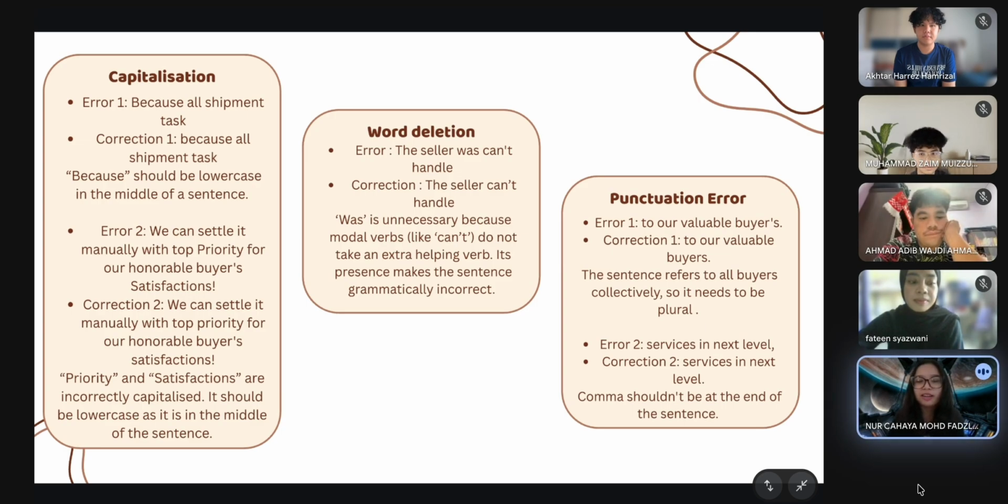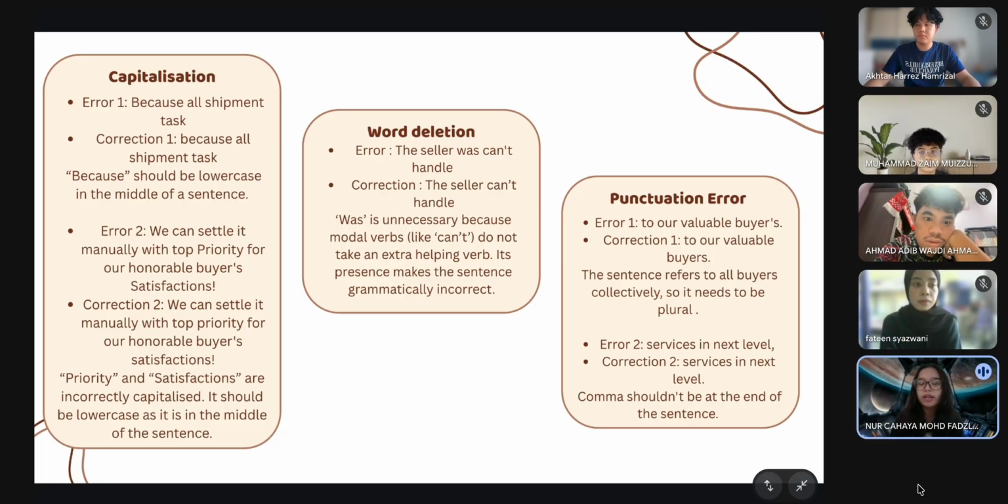Thank you, Fateen. Alright, moving on to the next slide, we have capitalization. According to English grammar rules, common words such as because, priority, and satisfaction should not be capitalized while they appear in the middle of a sentence. They are neither proper nouns nor placed at the beginning of a sentence, so the correct form is lowercase.